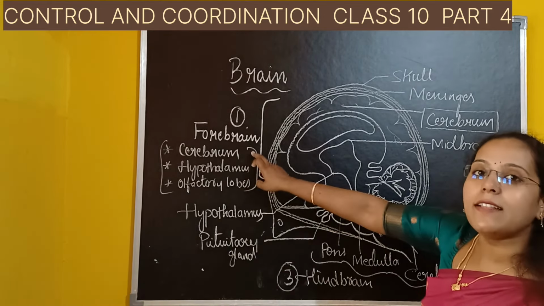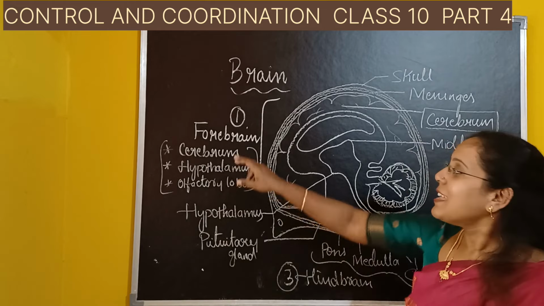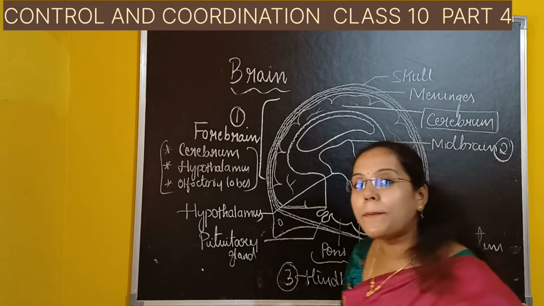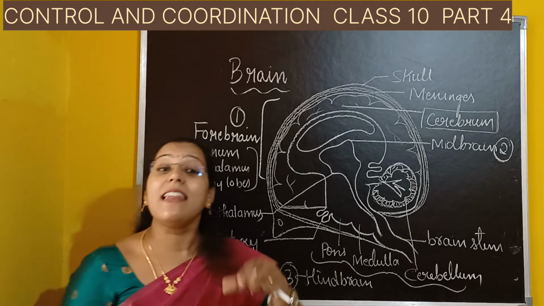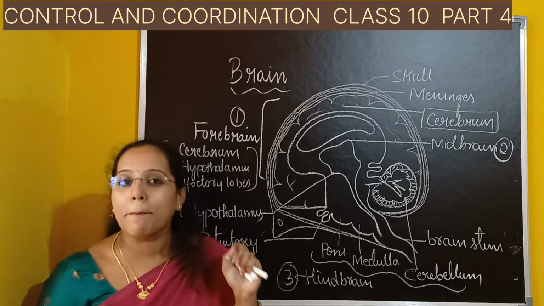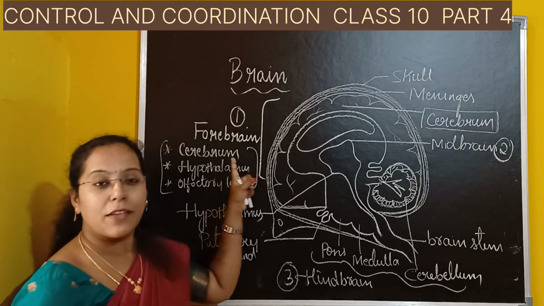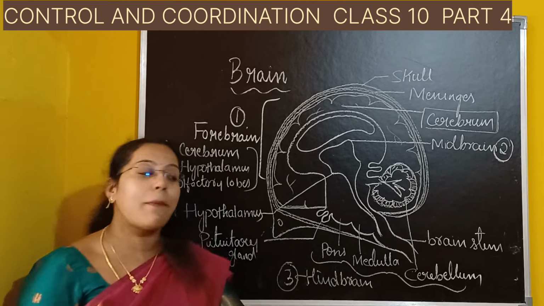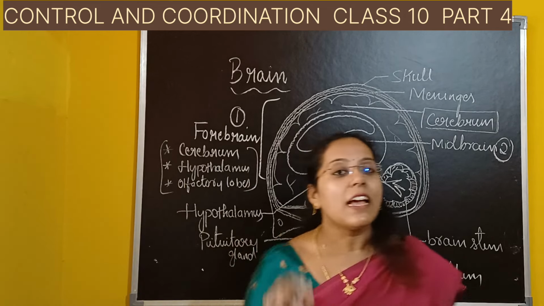As I have written the cerebrum as the first classification which comes under forebrain, what is cerebrum? Cerebrum is the part of forebrain and it is the largest part of forebrain. Remember, the whole human brain's largest part is forebrain. In the forebrain, the largest part is cerebrum. What is the importance of cerebrum? Note down.